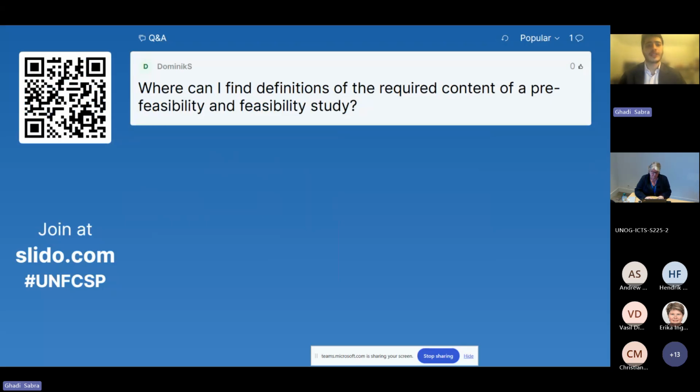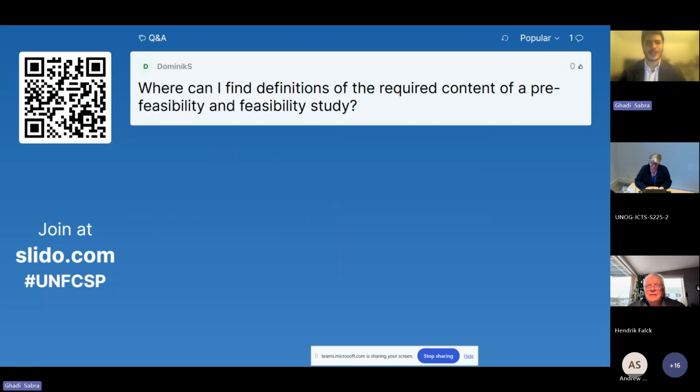We have another question. Where can I find definitions of the required content of a pre-feasibility and feasibility study? This is very broad. Well, do you want to take this, Erica, or Hendrik, if you're still with us? Maybe Hendrik can take this one.